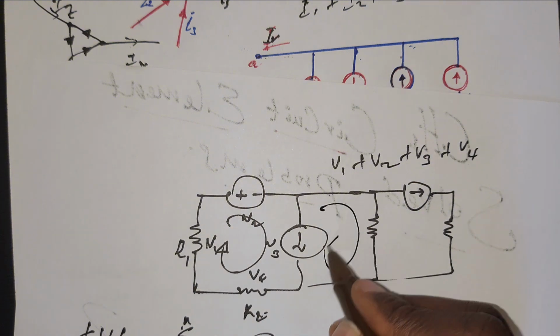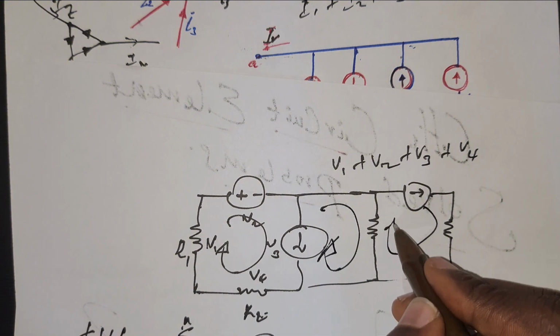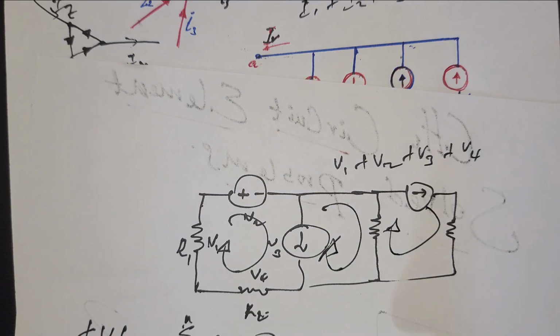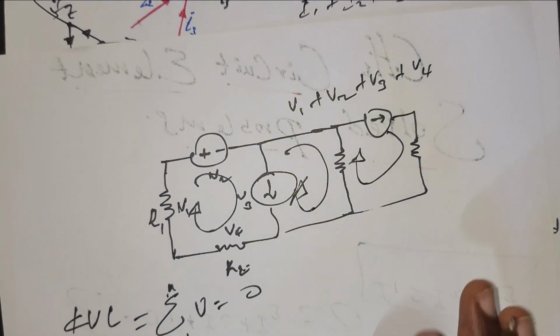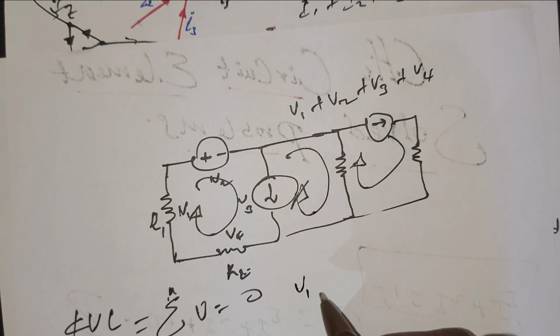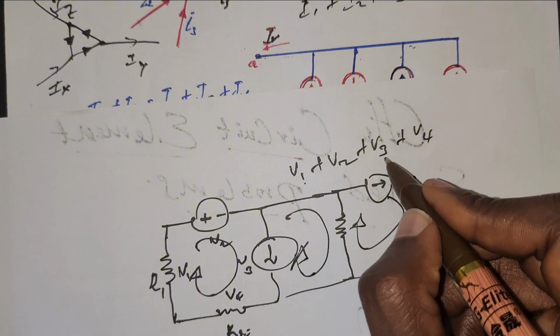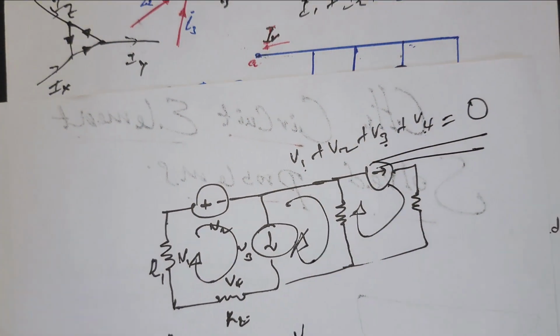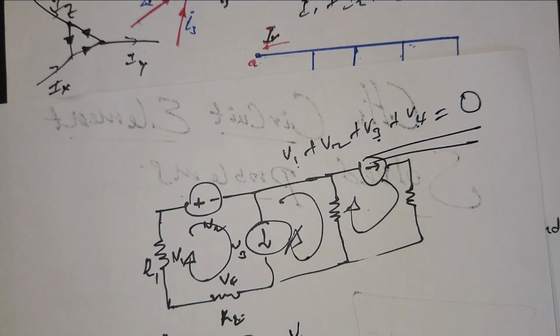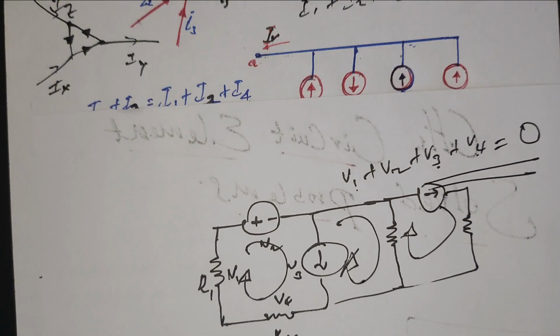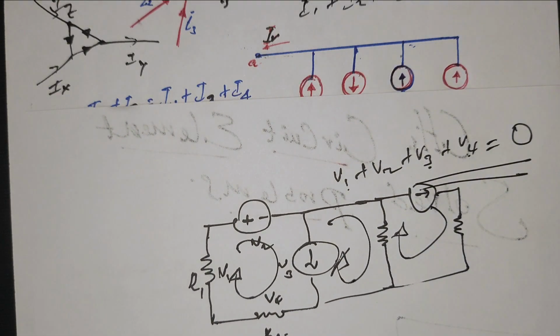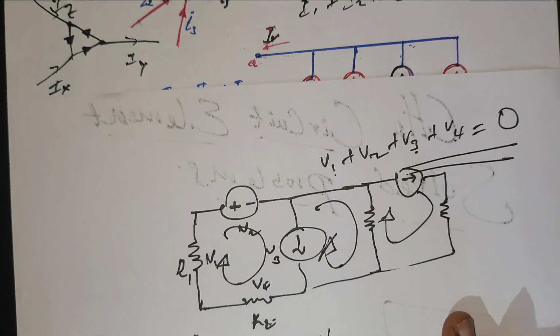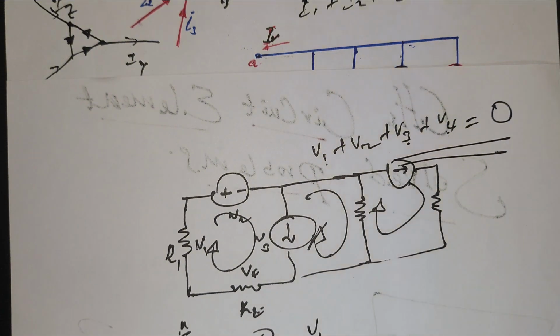This is also another closed path. This is also another closed path. So V1 plus V2 plus V3 plus V4 is equal to 0. We're going to solve more practical problems, and this is just to explain how it works. So we're going to solve some practical problems.